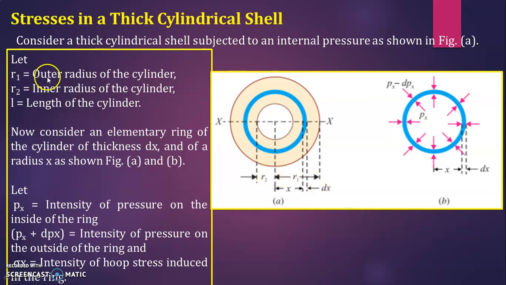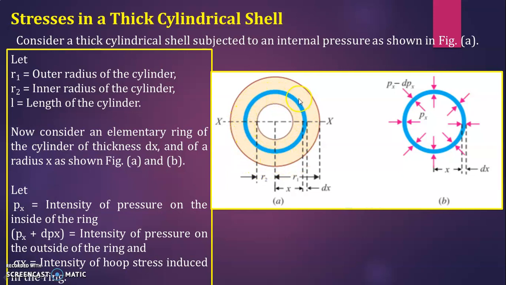Here I have written R1 is the outer radius of the cylinder, R2 is the inner radius of the cylinder, L is the length of the cylinder. Now consider an elementary ring of the cylinder of thickness dx and of a radius x, as shown in the figure.